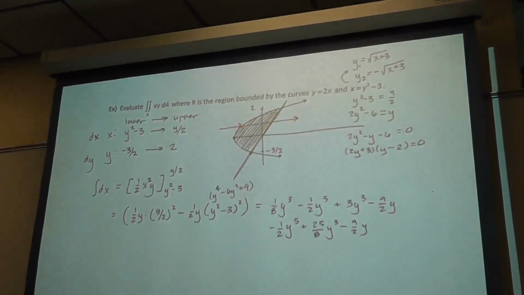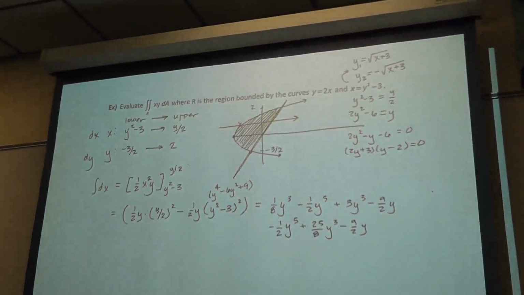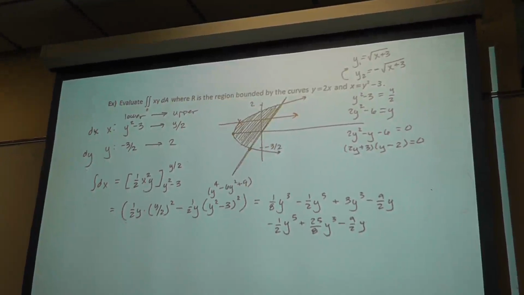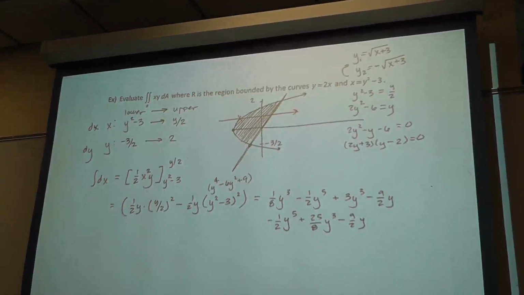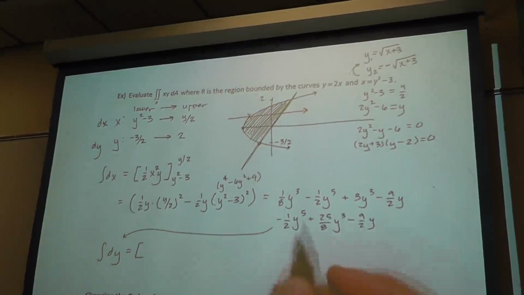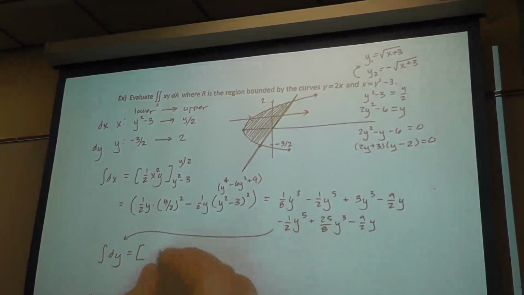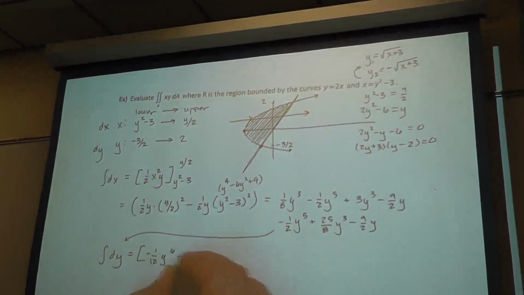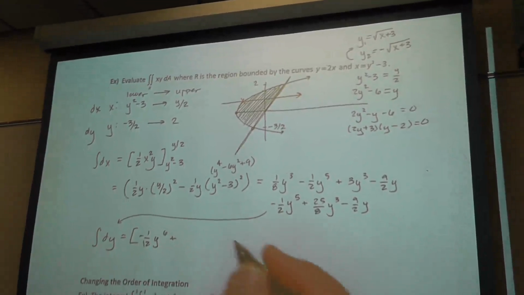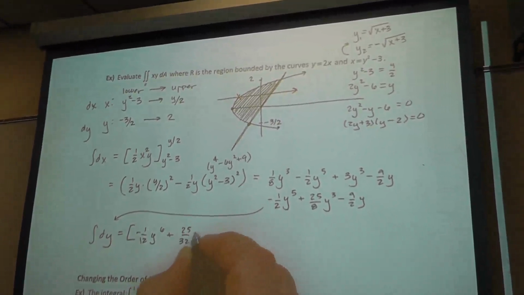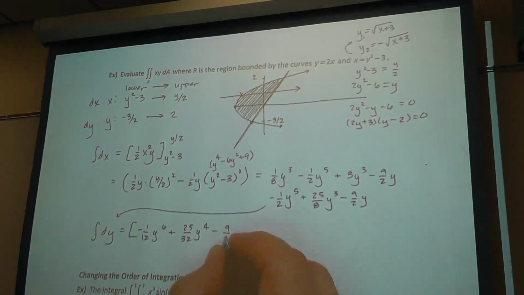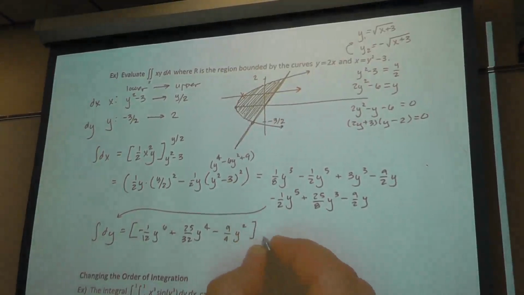When I get in integration land, I may go off to myself, but if I lose you along the way, just raise your hand and I'll reduce my fervor. Okay, so integrate with respect to y. That's going to give me negative 1/12 y to the sixth plus 5/4, so that's 25/32 y to the fourth, and then minus 9/4 y squared.